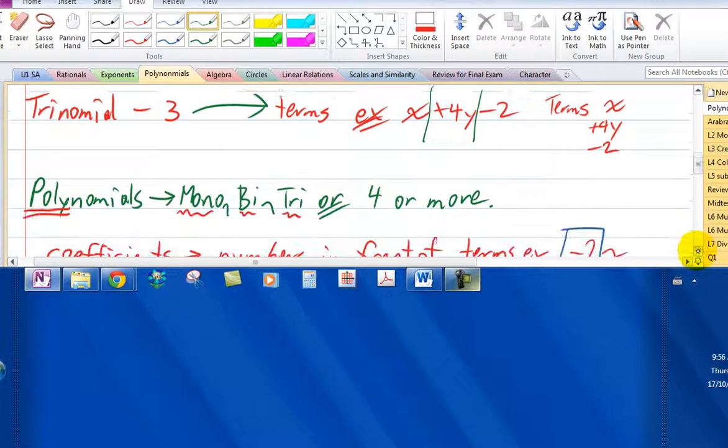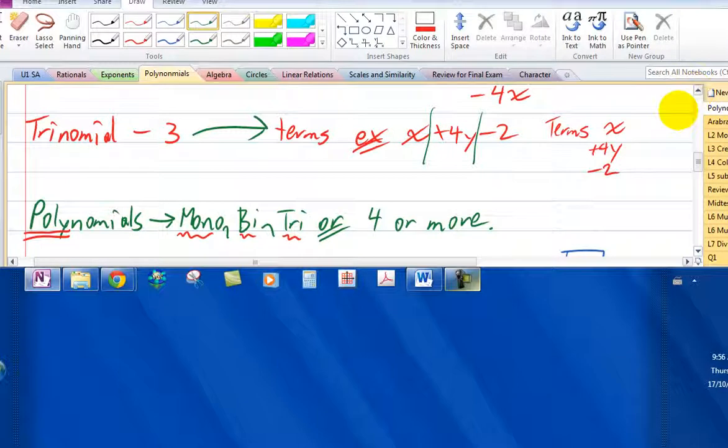So polynomial, what does that mean? Well, the word poly stands for many. So technically it's 4 or more. If you have less than 4, we tend to use the prefixes: monomial, binomial, trinomial. Now sometimes you can use, and I do see it, polynomial to kind of cover everything, but it's specific for 4 or more. And if it's 3 or less, you should use the specific name.